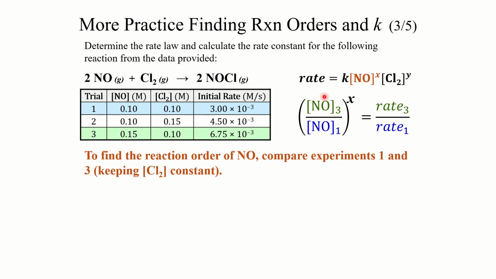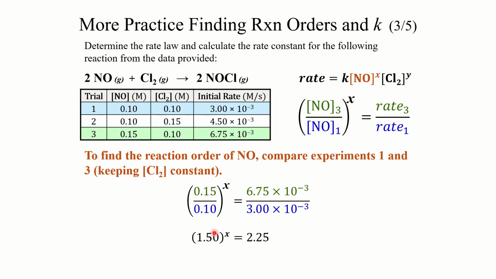So I'm going to say then that the concentration of NO in trial 3 divided by the concentration of NO in trial 1, all to the X power, is going to be equal to rate 3 over rate 1. So we can plug some values in. 0.15 plugged in here, 0.10 plugged in here, 6.75 plugged in here for rate 3, and 3.00 times 10 to the negative third plugged in here for rate 1. When you set this up, inside the parentheses, you get 1.50. So we have 1.50 to the X power equals 2.25.